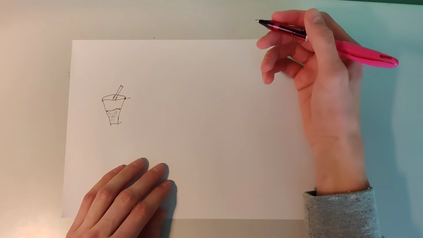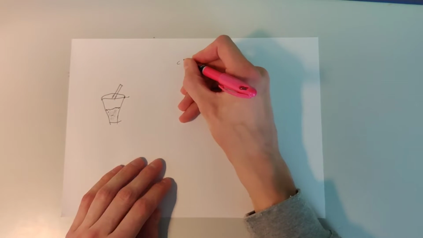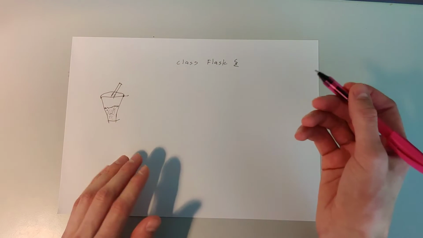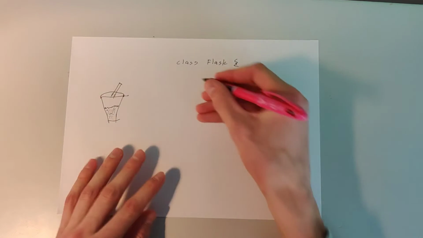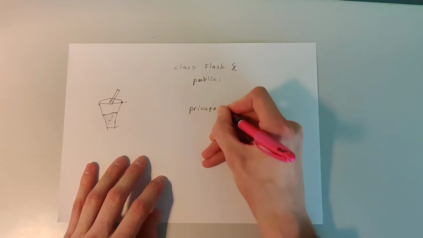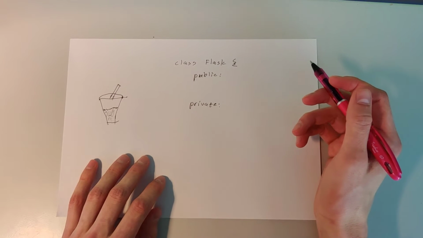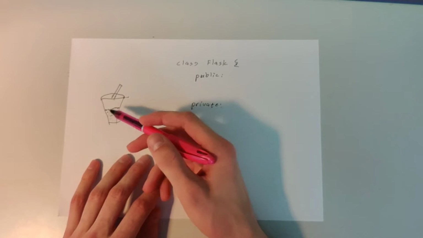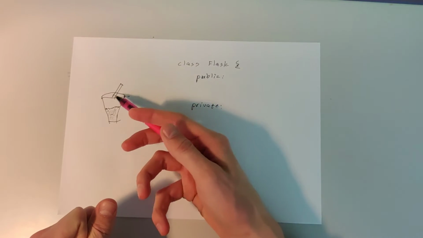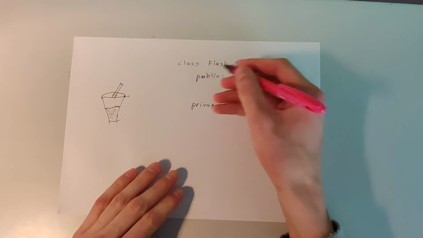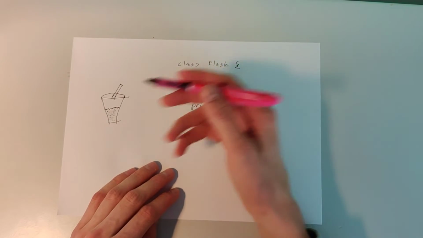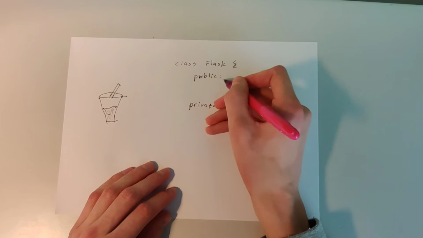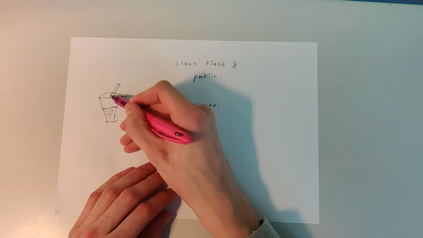So usually when we build a class, it starts with the class keyword, class Flask, for example. Usually it's a good idea to use public and private interfaces for the class, because you wouldn't want to start drinking this from your hands, for example. It's much easier if you use the straw. So public, okay, some might want to drink using their hands, but that's your problem. For example, public, that's the straw.